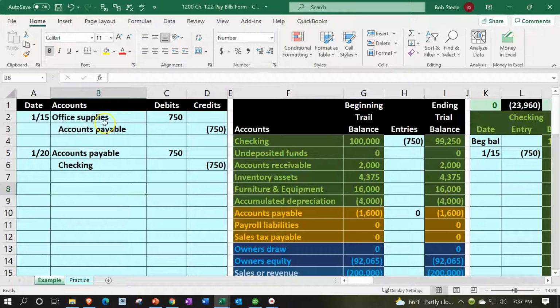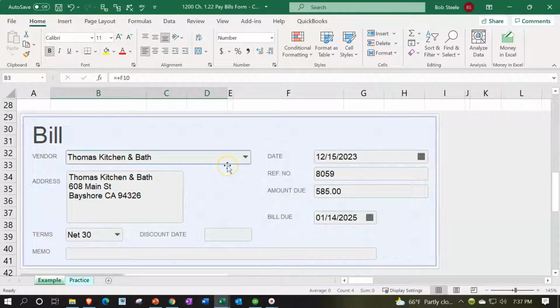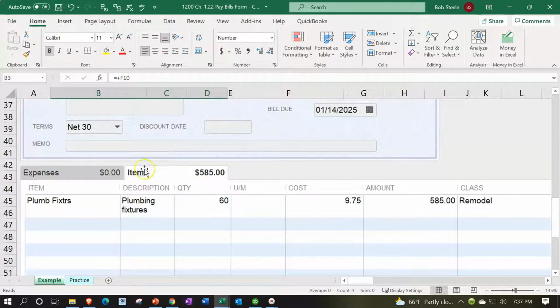For example, the first bill, as we saw in a prior presentation, might look something like this. It looks kind of like a check form, but the bill means accounts payable is going to go up. We would select the vendor, the person that we will be paying, and then typically an account down here, or if there's an inventory item, selecting an inventory item.